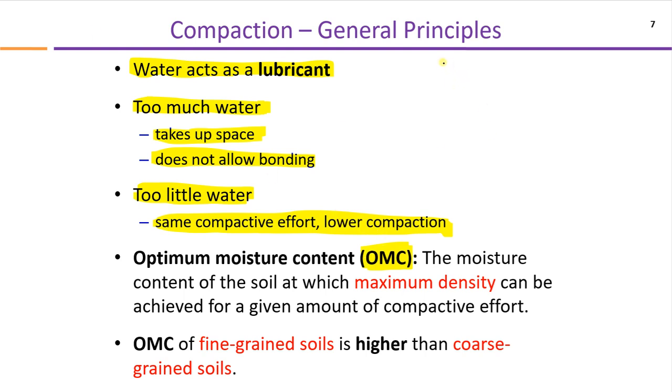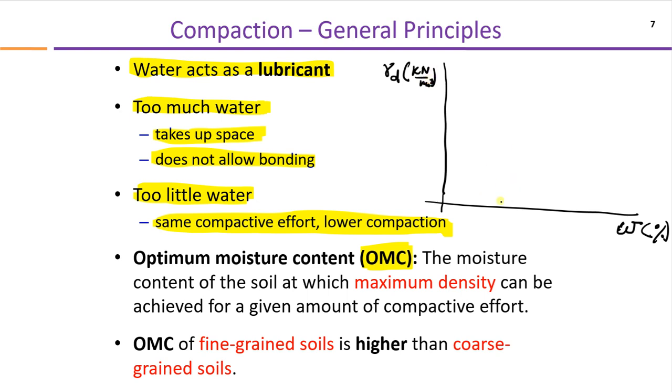So let me just explain here how water is going to affect compaction. If we plot water content on the horizontal axis and the dry unit weight on the vertical axis, maybe in kilonewton per meter cube or whatever units we are following, then when we add a certain amount of water and compact with a standard procedure, we get this dry unit weight.